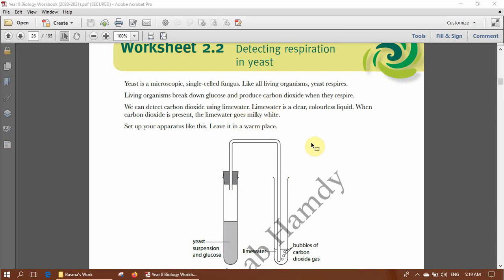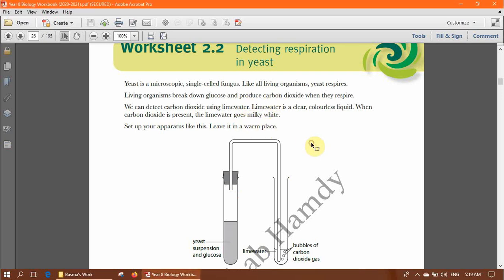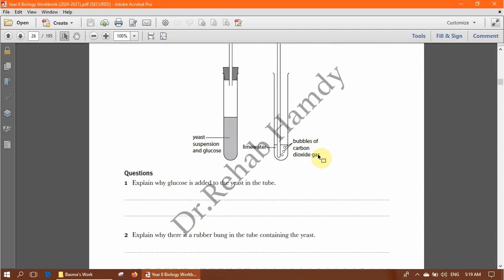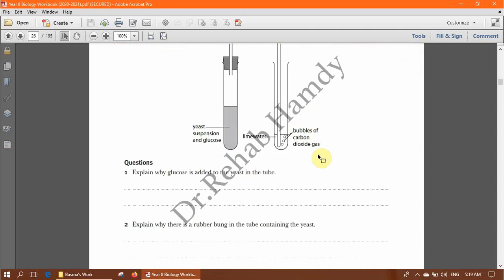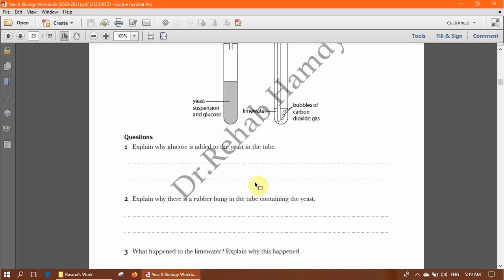Okay, so first, explain why the glucose is added to the yeast in the test tube. Of course, the glucose provides food for the yeast. So the glucose is the food for the yeast. That's why we add it. So the yeast feeds on the glucose and then uses it in respiration. It breaks it down to get energy.